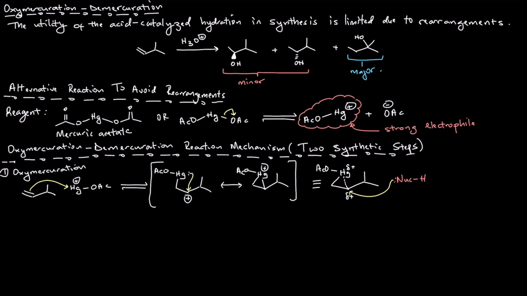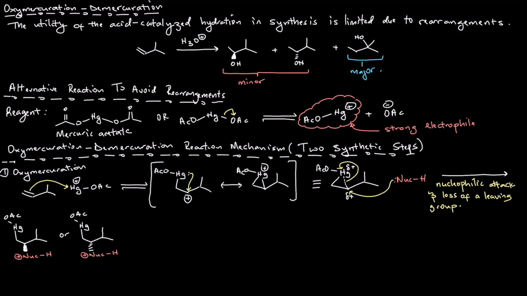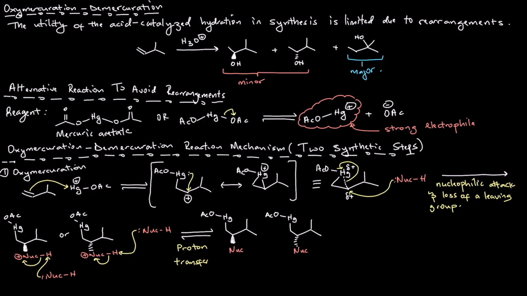and displace the mercury, which once again, because you're attacking a carbon that is resulting in a chiral center, you're going to form two possible stereoisomers. Another nucleophile can come in and engage in a proton transfer step. And this is what you form as a result. So this is the oxymercuration synthetic step.